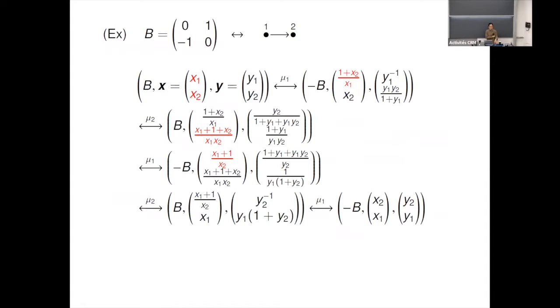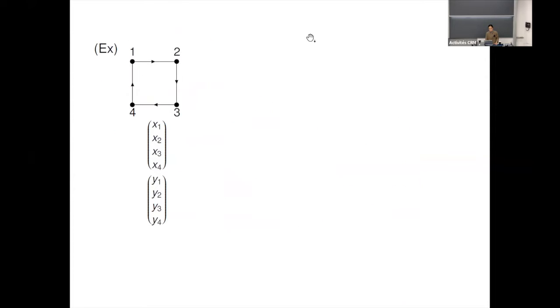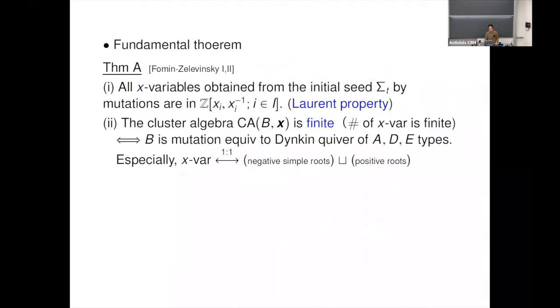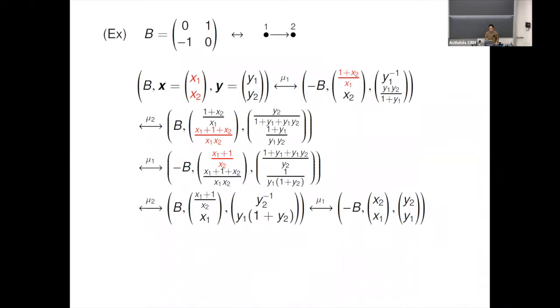So this is an example of a finite cluster algebra. This is a 2x2 exchange matrix corresponding to the A2 quiver. This is the initial seed, and after mutation mu1 at vertex 1, we get this one. This minus b really means a minus b. In terms of quiver, it is the A2 quiver with the arrow in the opposite direction. So we get this one.